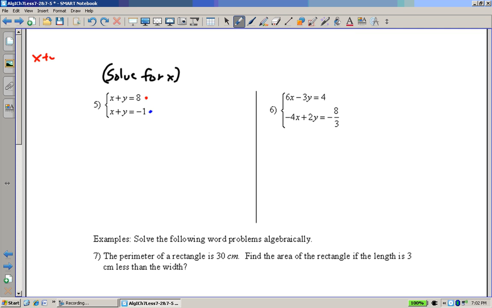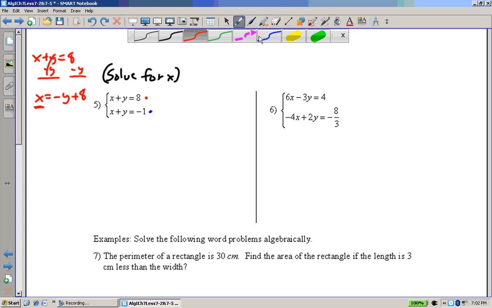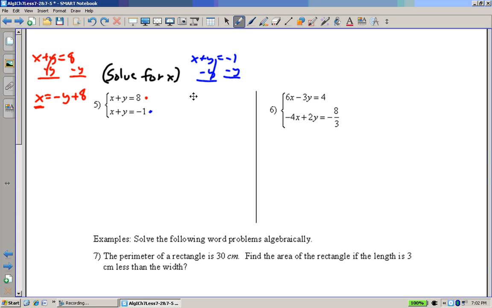Alrighty, so x plus y equals 8. To solve for x, we have to subtract y from both sides. X equals the opposite of y plus 8. X is by itself. And in the blue equation, x plus y equals negative 1. Subtract y from both sides. x equals the opposite of y minus 1, x is by itself. So this is good. Now we're just going to set them equal to each other. The opposite of y plus 8 equals the opposite of y minus 1.